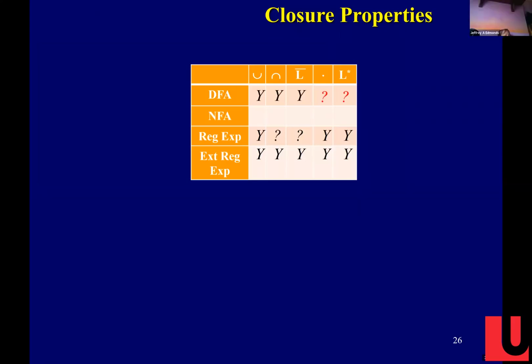All right, so now let's try to do concatenation and Kleene star. And why did I make it red instead of green? Because we're going to fail. We're going to try something that's obvious, and then we're going to see that the obvious thing does not work. Now, are DFAs closed under these? Yes, they are. But the obvious method to prove it does not work.